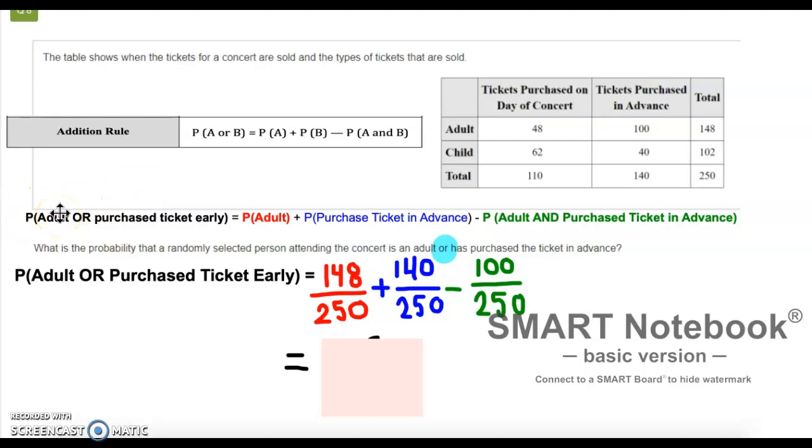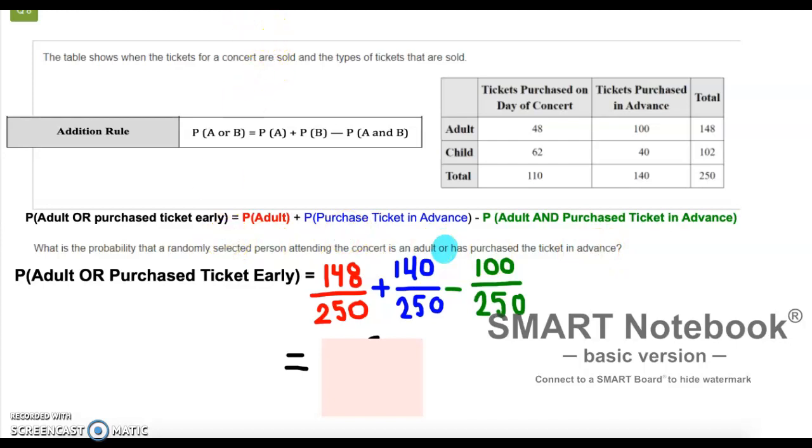So the probability of being an adult or purchasing a ticket early is equal to the probability of being an adult, because that's our first thing that can happen, plus the probability of purchasing a ticket in advance, because that's our second event that can happen. And then we need to subtract the probability of being an adult and purchasing a ticket in advance, because the people here in this green group have already been counted in either the red group and the blue group. So we don't want to count them twice. We need to subtract them out of our total.